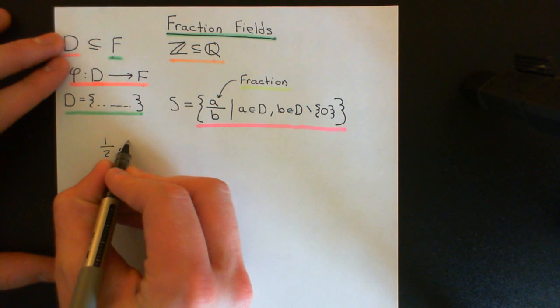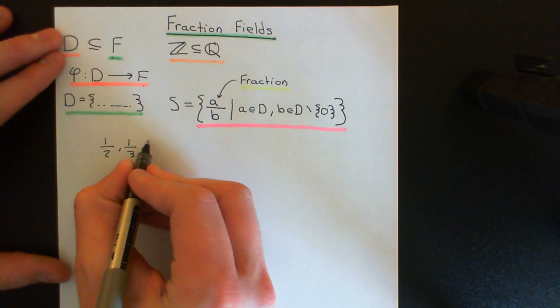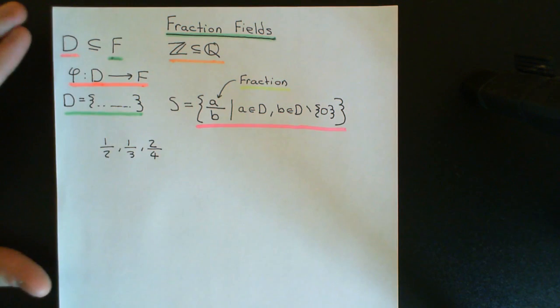We'll also get things like 1/3. Okay, so this is going fantastically. Okay, now I'll show you the catastrophe. The catastrophe is this: we'll also get 2/4.